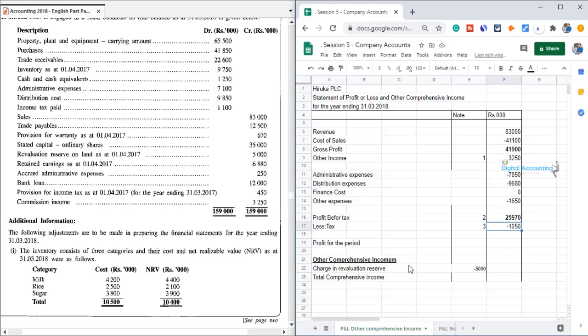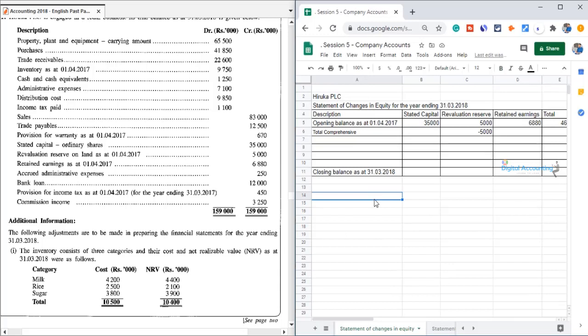And the tax expense for the 31st March 2018 is 1,050. So profit for the period we can calculate as 24,920, and charge in revaluation reserves is 5,000. So the total comprehensive income is profit for the period and other comprehensive income, that is 19,920. So we have completed our P&L.